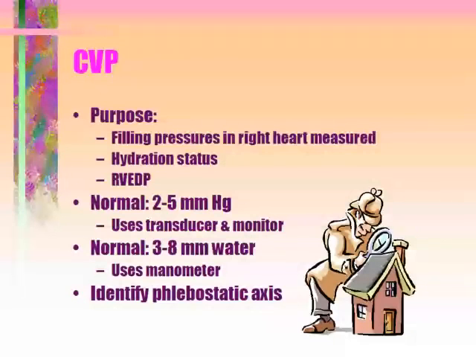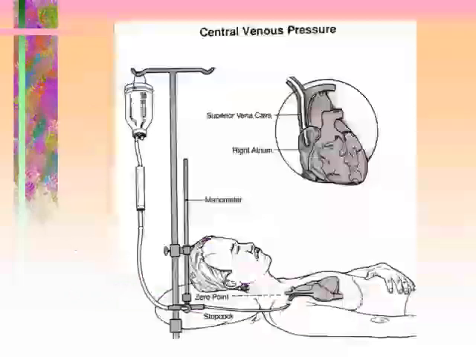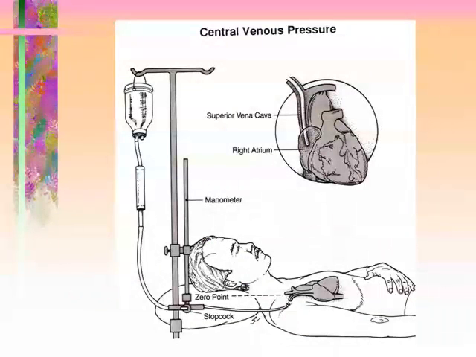Your normal CVP is 2 to 5 millimeters of mercury. It uses a transducer and a monitor to do that. If you're using water, you use just a manometer, and the normal then is 3 to 8. And you need to identify the phlebostatic axis, and this is showing you your phlebostatic axis on the bottom. It's your mid-axillary line, and that should be your 0 point.